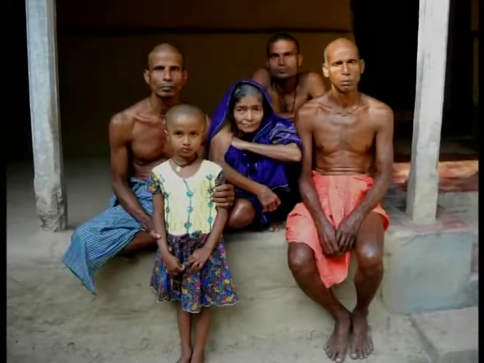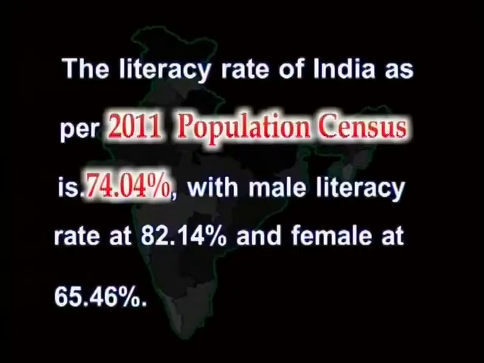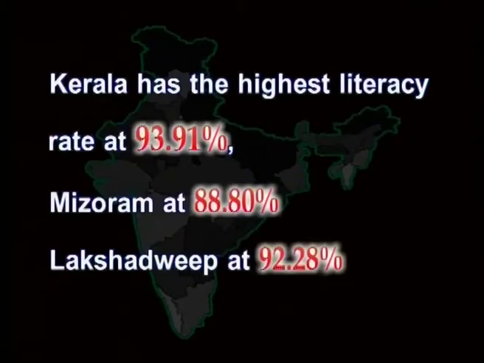India has the largest illiterate population in the world. The literacy rate of India as per 2011 population census is 74.04%, with male literacy rate at 82.14% and female at 65.46%. Kerala has the highest literacy rate at 93.91%, Mizoram at 88.80% is on the second position and Lakshadweep at 92.28% is on third position.